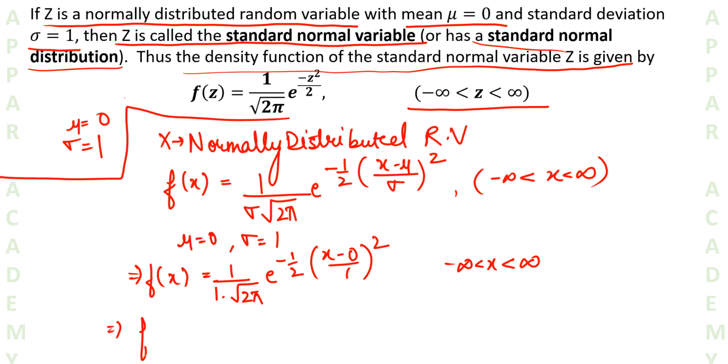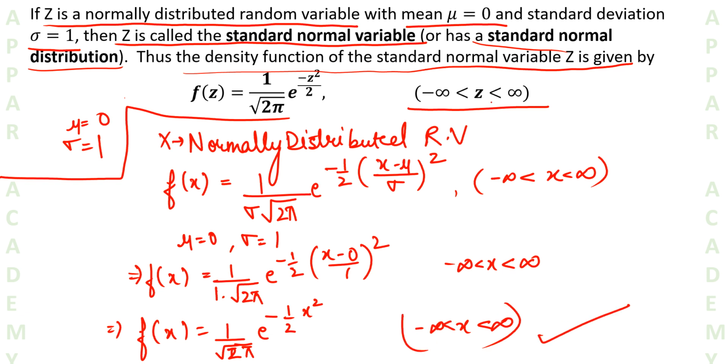Can we say this simply implies f of x is equal to 1 upon square root of 2 pi, e to the power minus half x square, where x lies between infinity and minus infinity? Can we say this is the same as this? Let me mark it with a different color for you to understand it better. So from here we derive this density function: any normally distributed random variable with mean equal to 0 and standard deviation equal to 1 is a standard normal variable with a standard normal distribution.